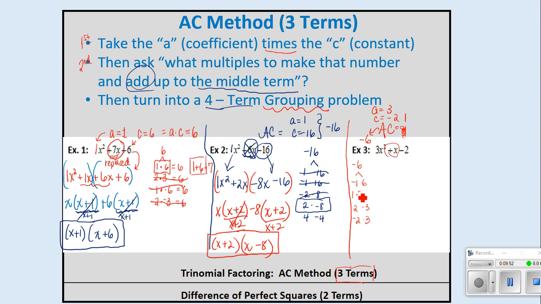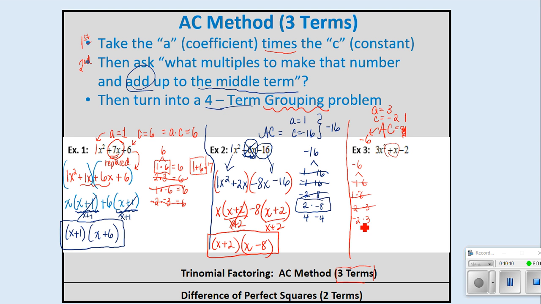Okay, so which one adds up to be 1? 6 minus 1 would be 5. Negative 6 plus 1 would be negative 5. Negative 3 plus 2 would be negative 1. So it must be 3 and negative 2.